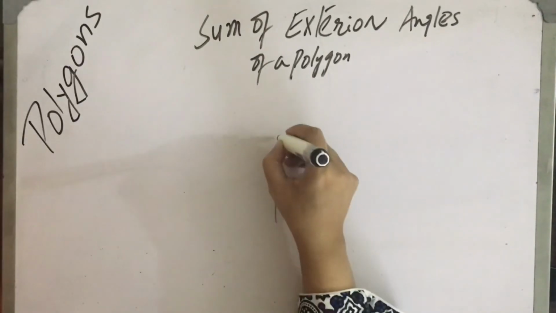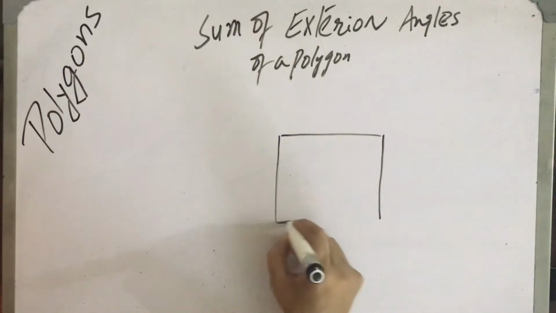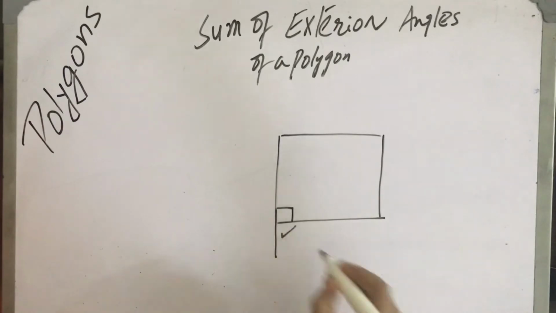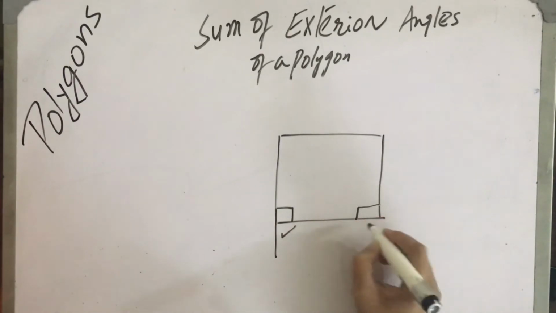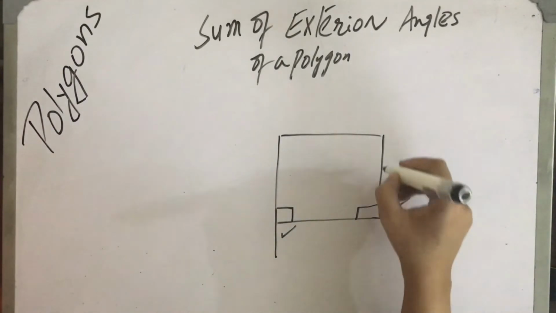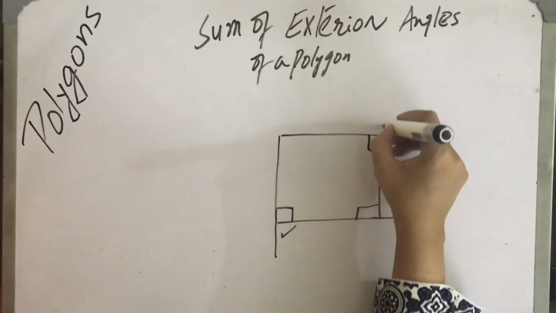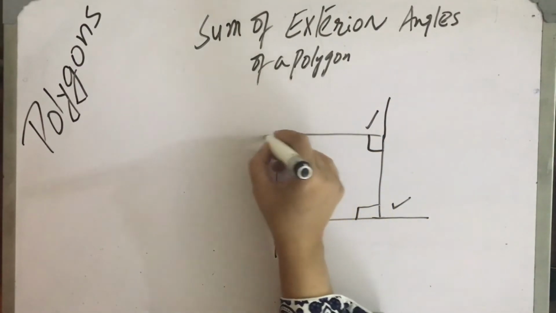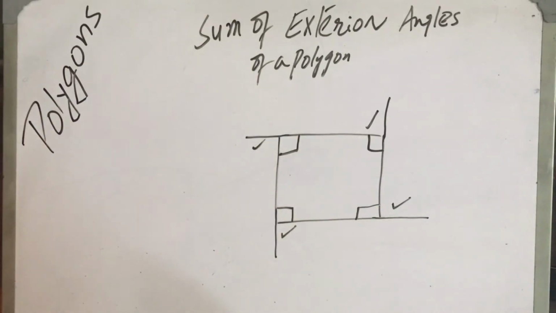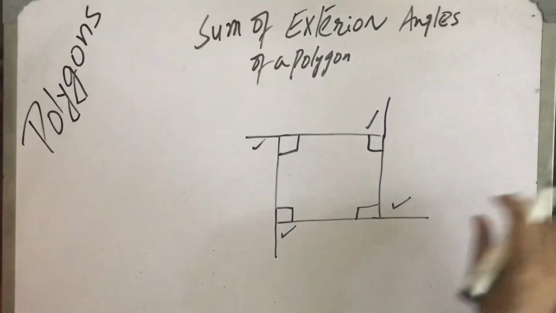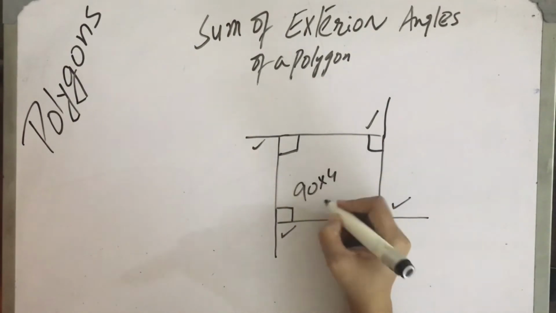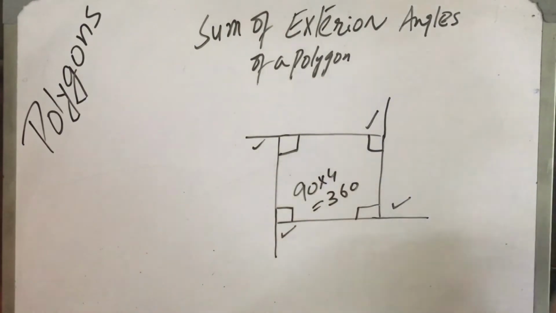We can apply the same rule to quadrilaterals. If we have this angle 90, the exterior angle is also 90. If this angle is 90, this exterior angle is also 90. And if this angle is 90, we have this exterior angle also equal to 90 degrees. So the sum, 90 multiplied by 4, the sum of exterior angles of a rectangle is also 360 degrees.